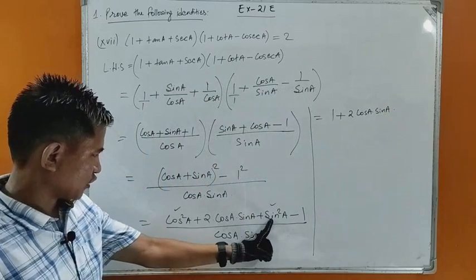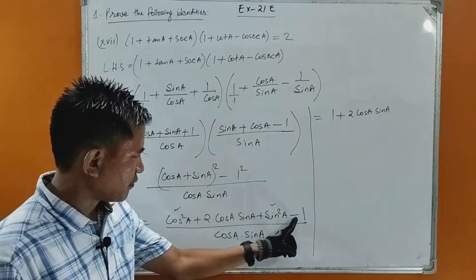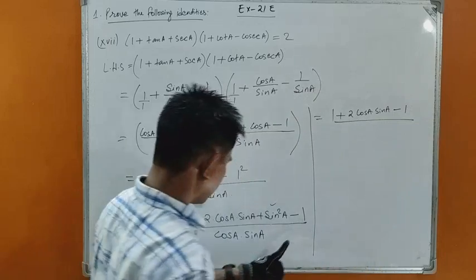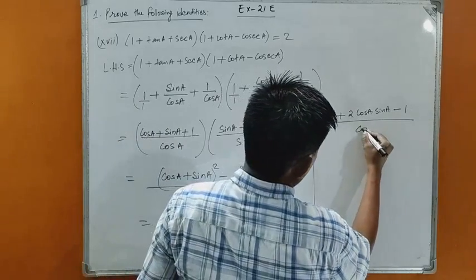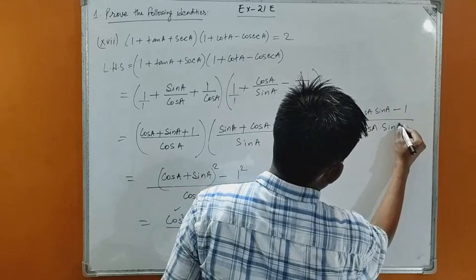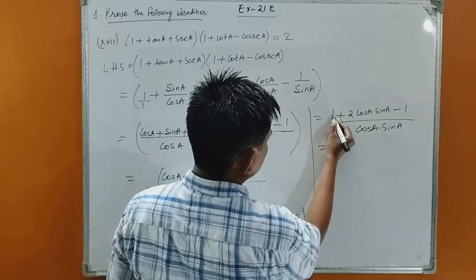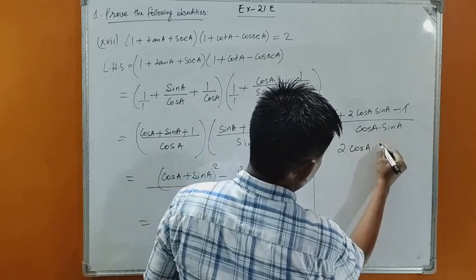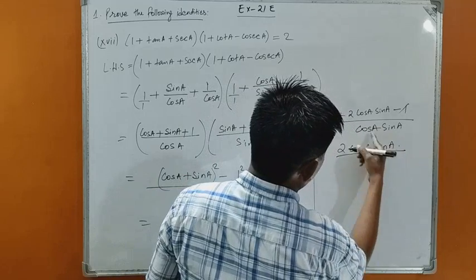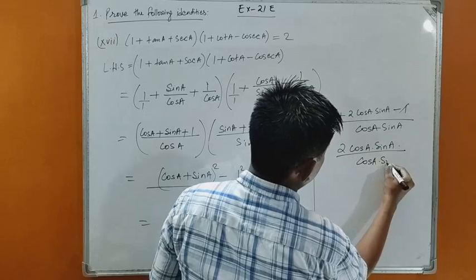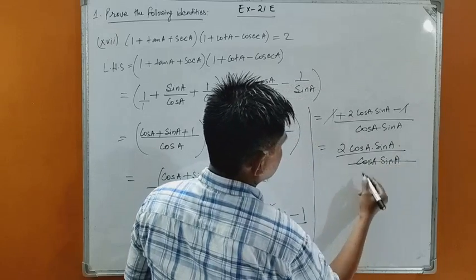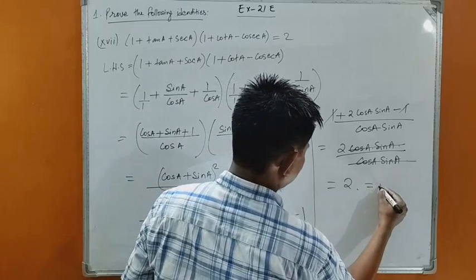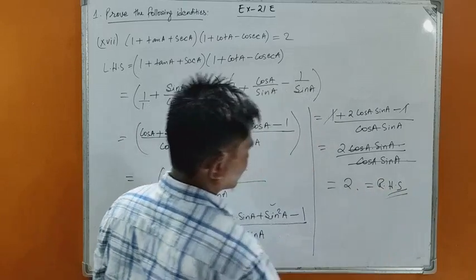Cos square a and sin square a is 1, plus 2 cos a sin a, minus 1. This minus 1 should not be forgotten. In the denominator we have cos a into sin a, isn't it? So this plus 1 and this minus 1 can be cancelled. So we have 2 cos a sin a in the numerator, and in the denominator we have cos a into sin a. So let's cancel this cos a sin a from the numerator and denominator. We get 2. So 2 is the right hand side, equals RHS. Hence proved. I hope you got this.